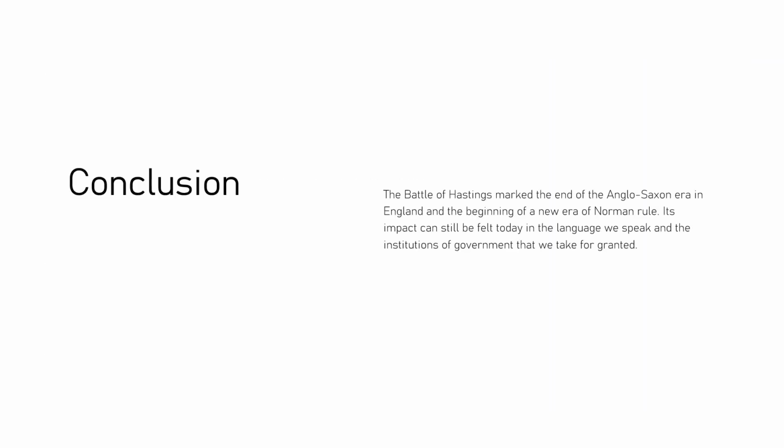Conclusion. The Battle of Hastings marked the end of the Anglo-Saxon era in England and the beginning of a new era of Norman rule. Its impact can still be felt today in the language we speak and the institutions of government that we take for granted.